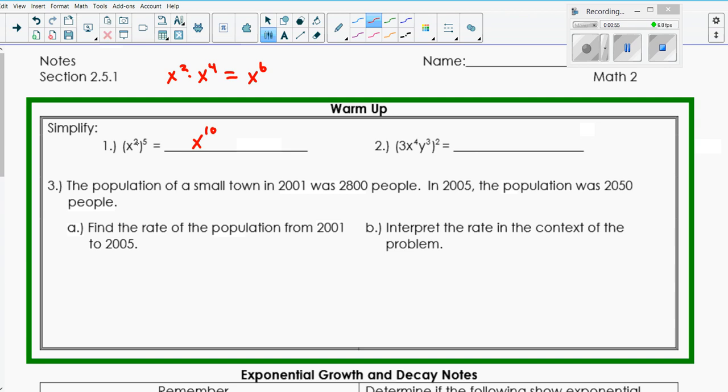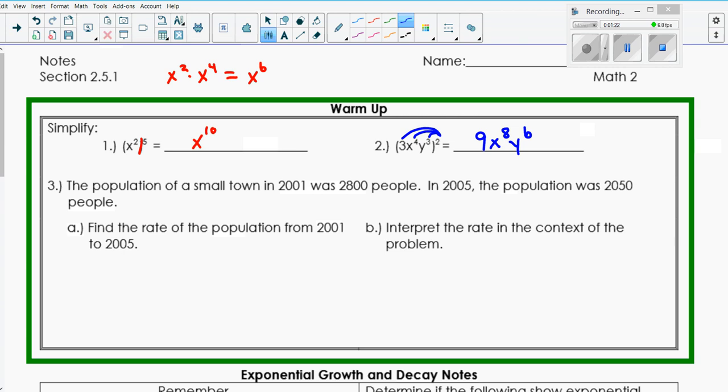Whereas when you take one and raise it to another, notice that there's a parentheses in between them. That's why you're multiplying. Okay, we're going to do the same thing over here. This 2 has to be distributed to the 3, to the x, and to the y. So 3 squared gives us 9. If we have x raised to the fourth and then we raise it to the second, we multiply those, which gives us 8. Y raised to the third, raised to the second, we multiply those, and we get y to the sixth.